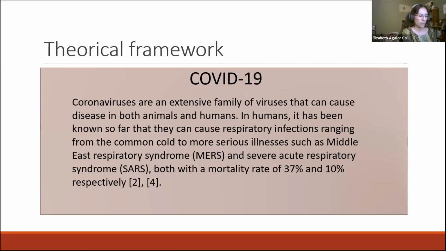Okay, now I'd like to move on to the theoretical framework. And first, I'd like to talk about COVID-19. Coronaviruses are an extensive family of viruses that can cause disease in both animals and humans. In humans, it has been known so far that they can cause respiratory infection ranging from common cold to more serious illness such as Middle East respiratory syndrome, called MERS, and severe acute respiratory syndrome, called SARS, with a mortality rate of 37% and 10% respectively.